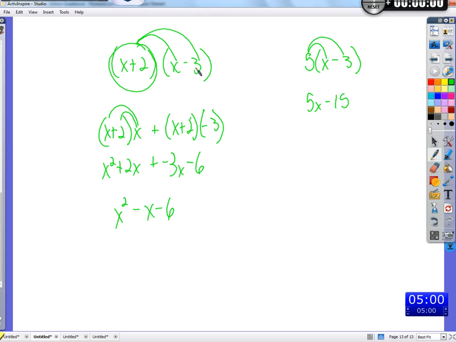And later in the year, it won't be too much longer, when we have three terms or four terms in a parentheses, and we go to multiply them together, it'll just be a natural extension. Just take this, multiply it through the whole parentheses, move on to the next one, multiply it through the whole parentheses, and on and on and on.